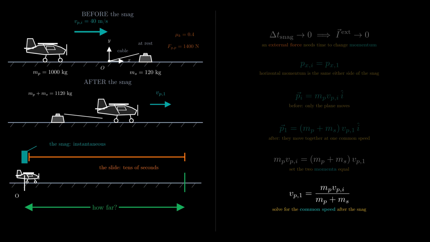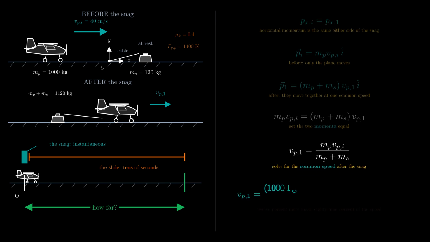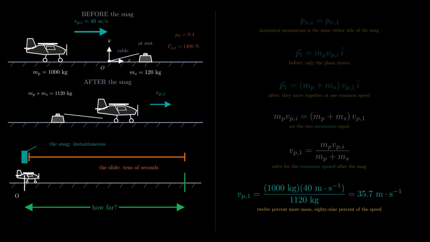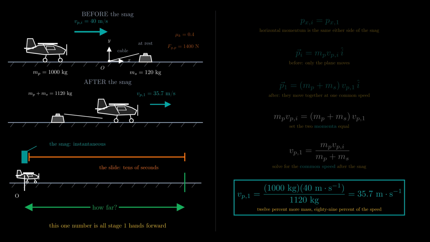It is the plane's mass divided by the combined mass, all times the landing speed. Put the numbers in. 1000 over 1120 times 40 meters per second gives 35.7 meters per second. The plane picked up 12% more mass and kept about 89% of its speed. That single number is everything from stage 1 henceforward.